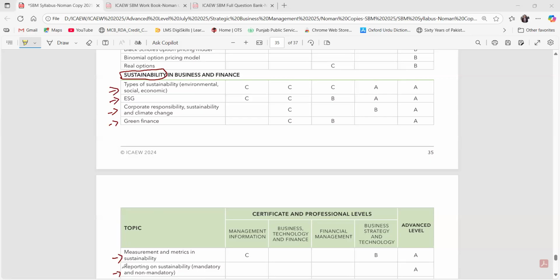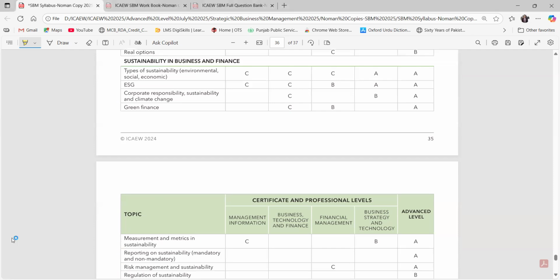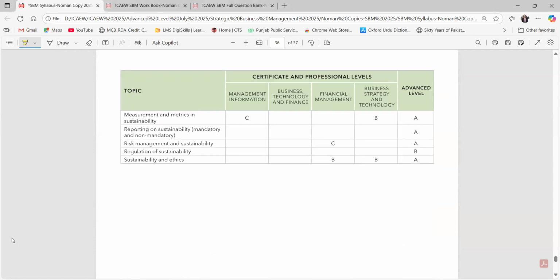Then we talk about reporting on sustainability. Either it is mandatory reporting or non-mandatory reporting. In some countries, sustainability reporting is becoming mandatory, while in other countries, it is a non-mandatory requirement. But obviously, efforts are needed to make sure that sustainability is a mandatory requirement because we have to take care of our environment as well.